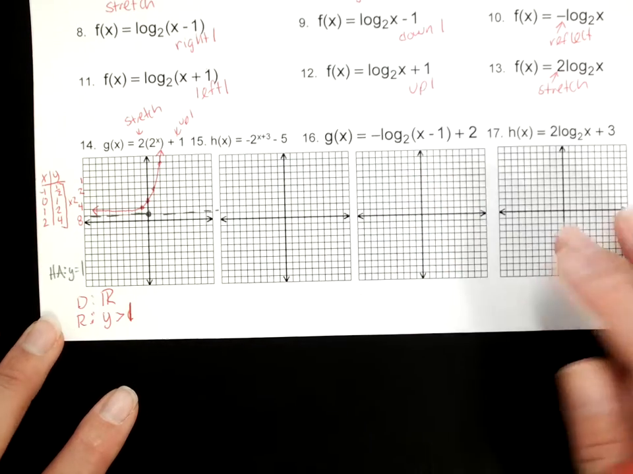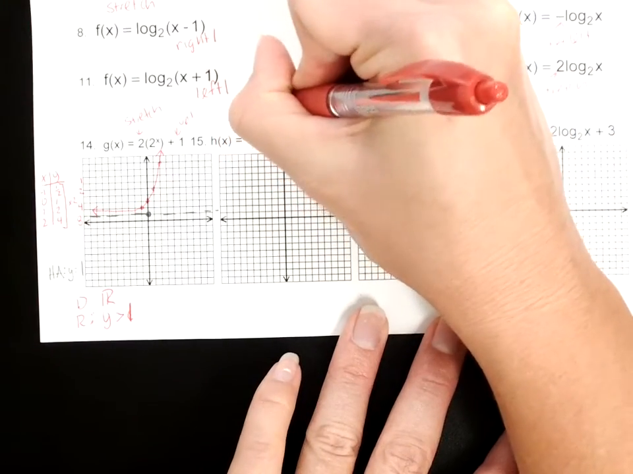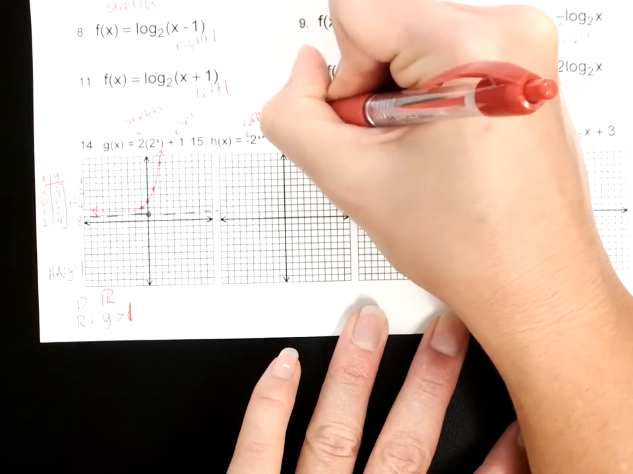Looking at our next function, a couple more transformations on this one. Reflect, left 3, down 5.